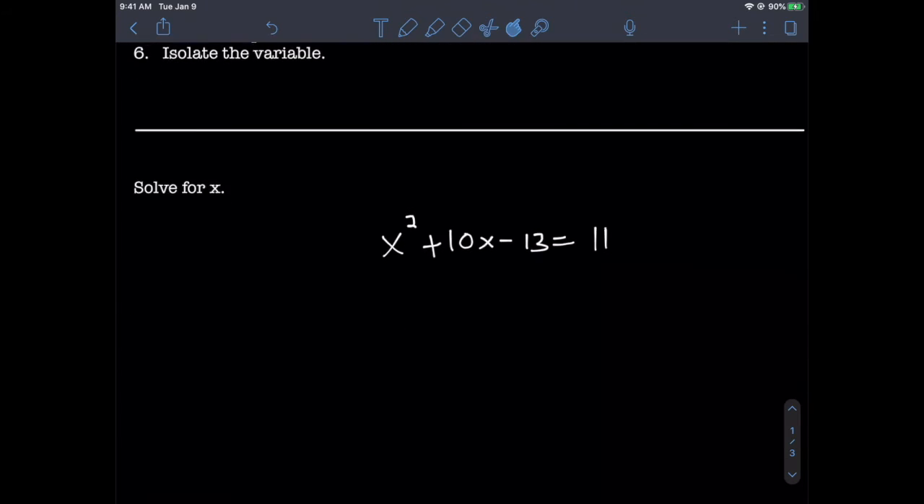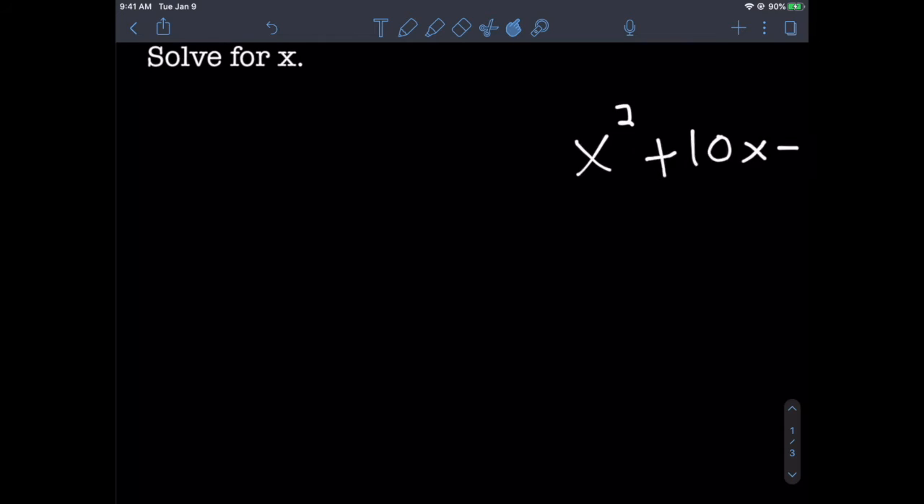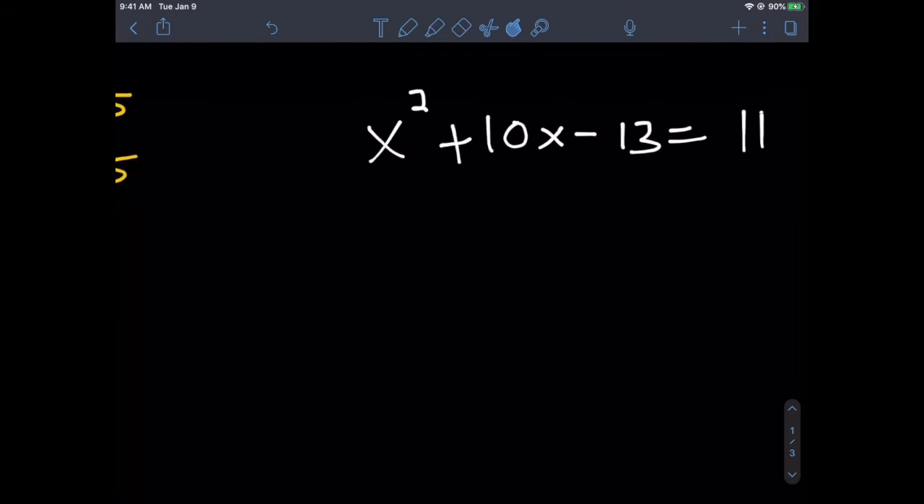Alright, so the first example has x squared plus 10x minus 13 equals 11, and we want to solve for x. We take a look at our linear coefficient here, 10, and we're going to start by dividing that by 2 and then squaring that number. 10 divided by 2, of course, is equal to 5, and then 5 squared is equal to 25. I don't think we're breaking any brains so far.